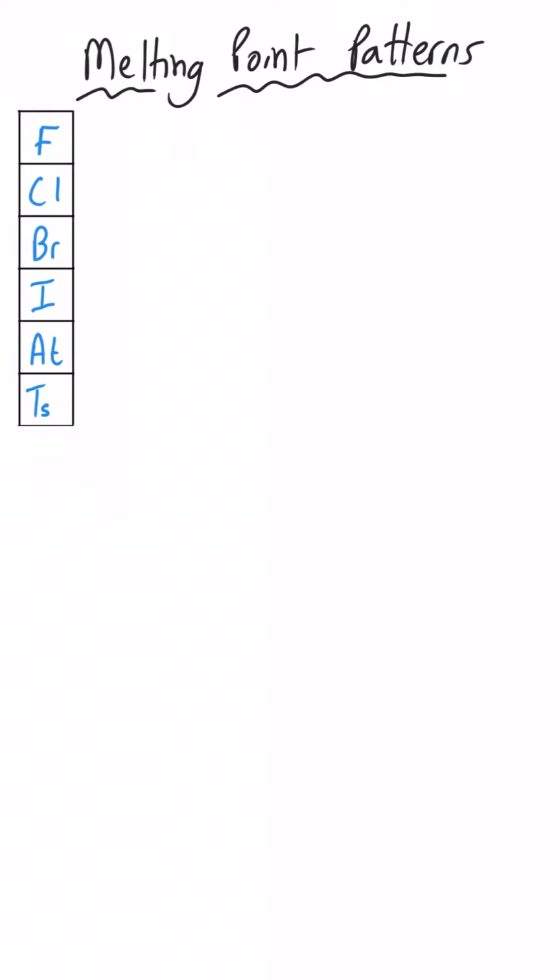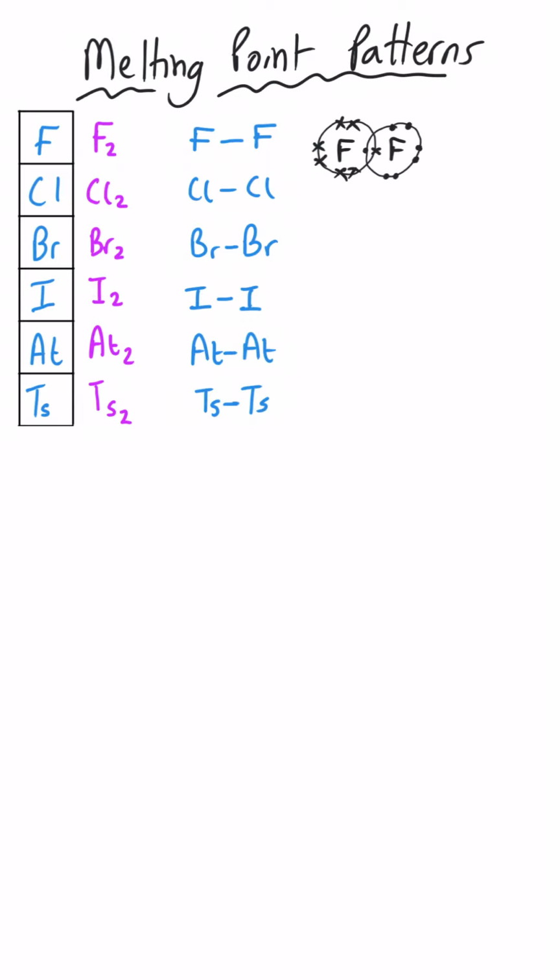The halogens all form diatomic molecules. That means that they share electrons in a covalent bond and that the elements go around in pairs, so F2, Cl2, Br2, I2, etc. And you can see this by drawing a dot and cross diagram as I've got here for fluorine.